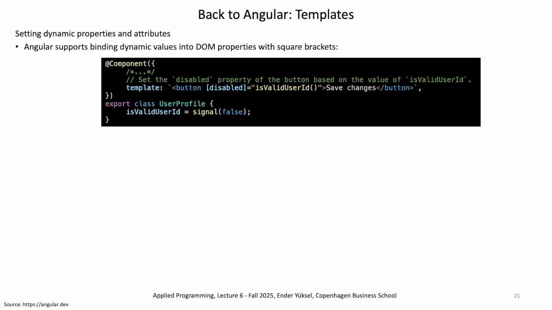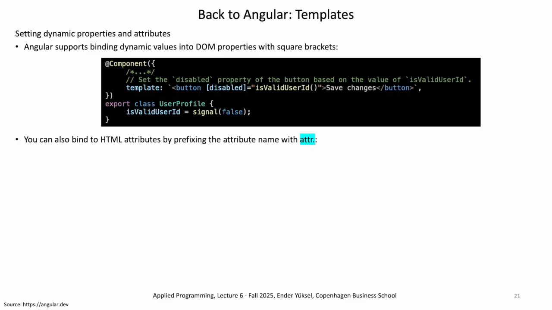We also see isValidUserID. Remember from the previous slide, this is how you read the value of a signal inside an Angular template. Since isValidUserID is a signal, it is a function. Calling it returns the current value, which is false in this case.